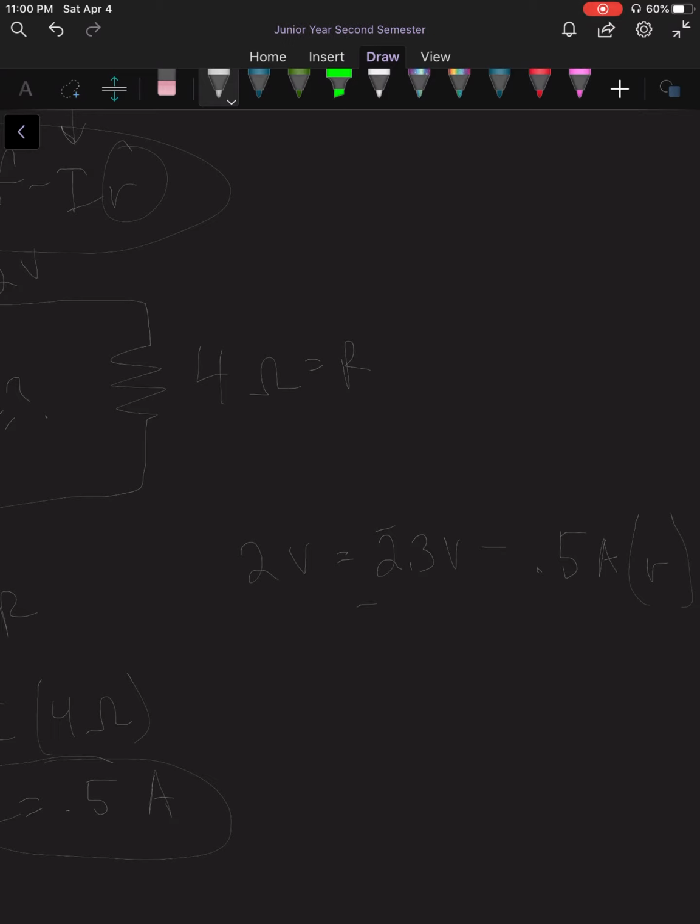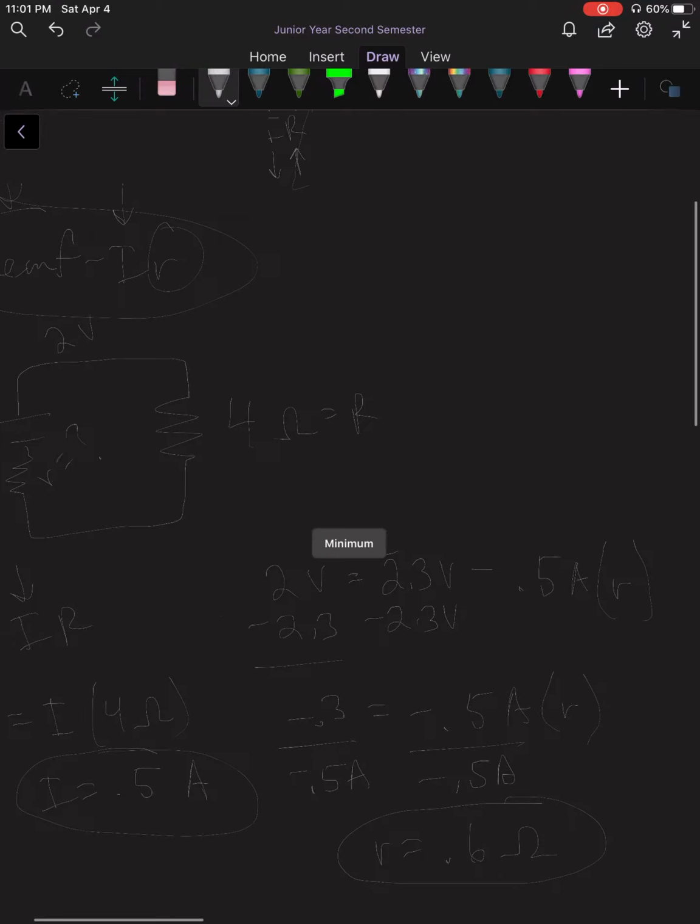So if we do this, we subtract 2.3 from both sides. We're going to get negative 0.3 is equal to negative 0.5 times R. And then when we divide both sides by negative 0.5, we're going to find R to be 0.6 ohms. So there's our internal resistance of the battery. And then that is our solution to that problem.